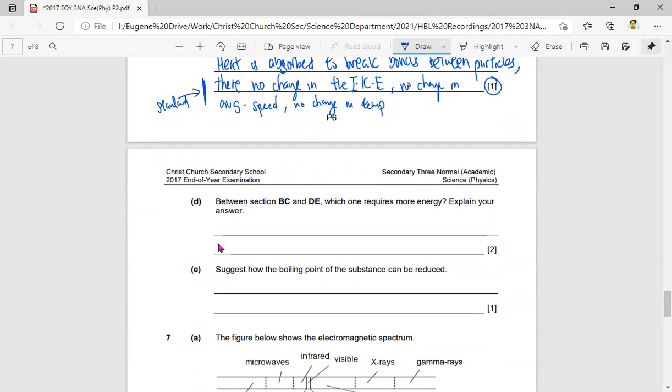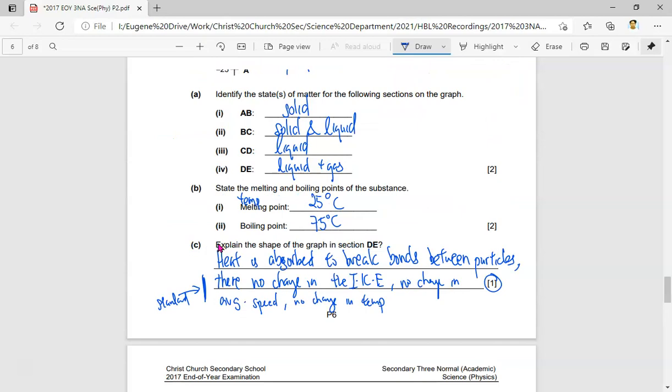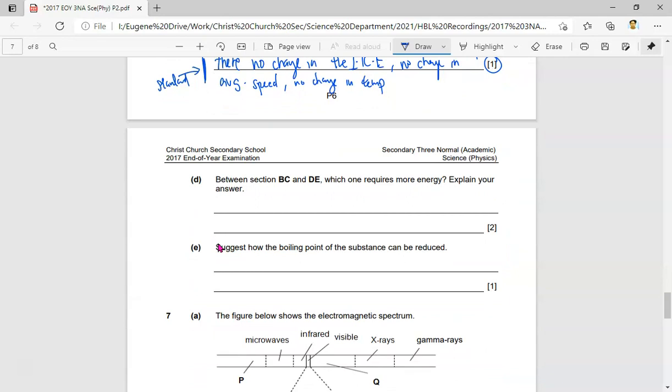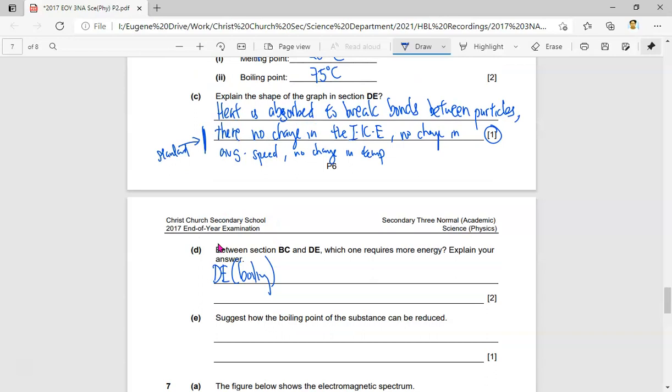Part D, B to C and D to E, which one requires more energy? So BC is melting, DE is boiling. So which one actually requires more energy? The answer actually is DE, which is boiling. Now, why is it so? BC and DE, what's happening at both is that heat is absorbed to break the bonds between the particles, or to overcome the bonds between the particles. So then, if both also overcome the bonds, how come DE requires more energy? Okay, DE is boiling. Why does it require more energy?